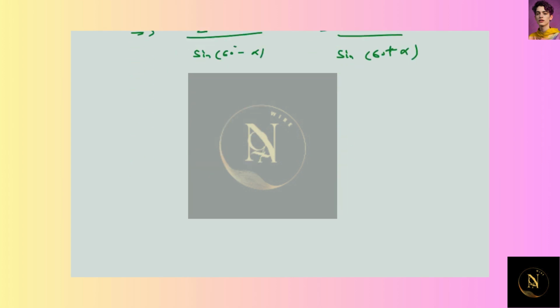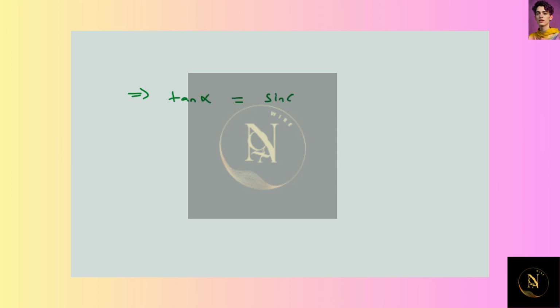which on further simplification you will get the value of tan alpha as sine 60 degree by 5 cos 60 degree. Alpha is equal to tan inverse 0.3464, that is equal to 19.11 degree. Now I can calculate the value of VC using the equation 1.